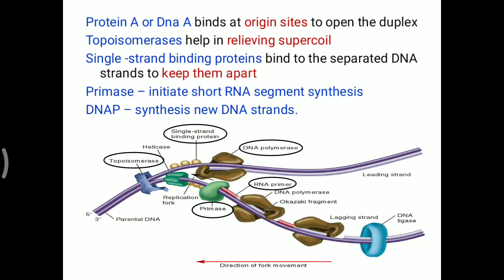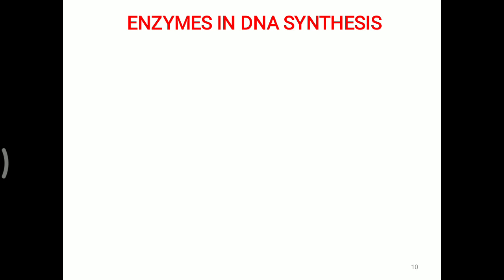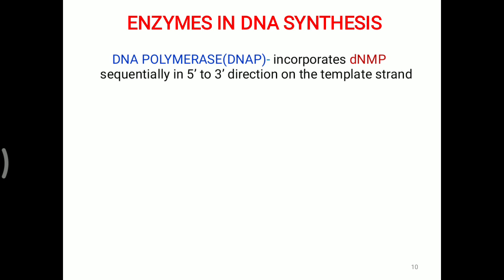Now this DNA polymerase is working over both the strands and helping to make a new DNA strand. So among the enzymes in DNA synthesis, DNA polymerase is considered the most important. It incorporates deoxynucleoside monophosphates sequentially, and these new nucleotides are added in the 5' to 3' direction on the template strand.